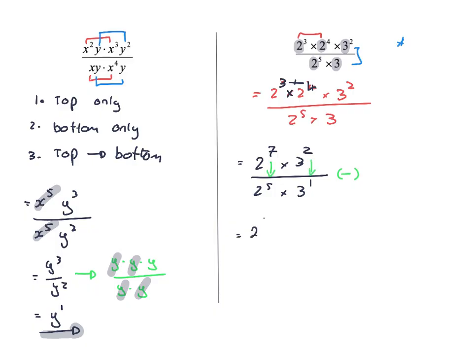And now because I've got division, I'm going to subtract my exponents that have the same base. And so we get 2 to the power of 7 minus 5 times 3 to the power of 2 minus 1. And 7 minus 5 is 2. And 2 minus 1 is 1. That we can simplify to 2 squared times 3.